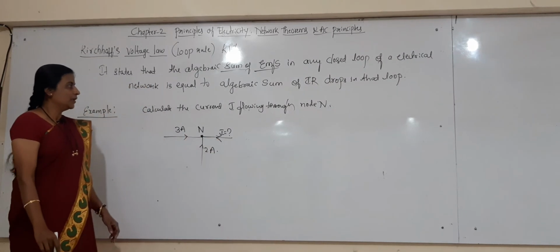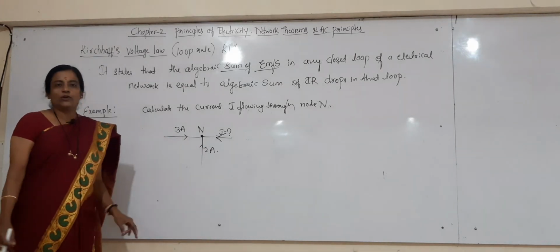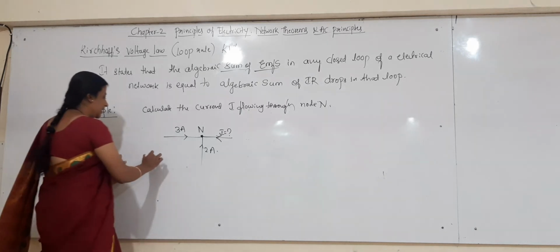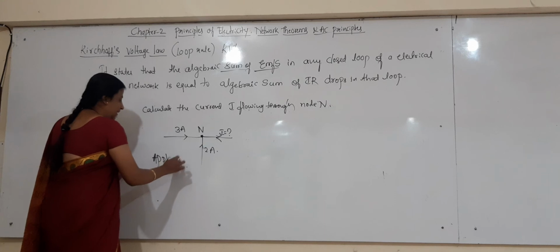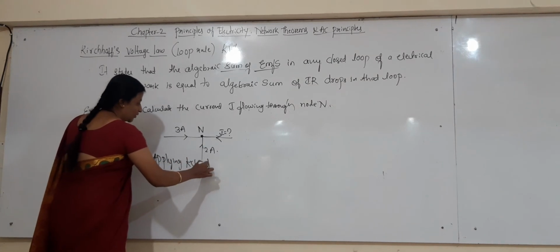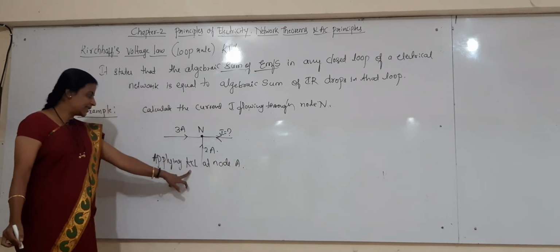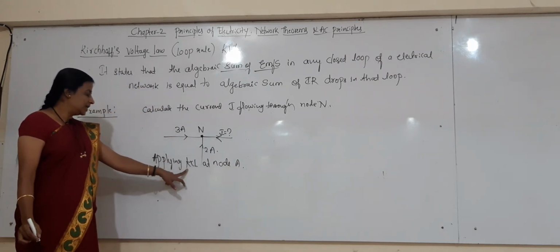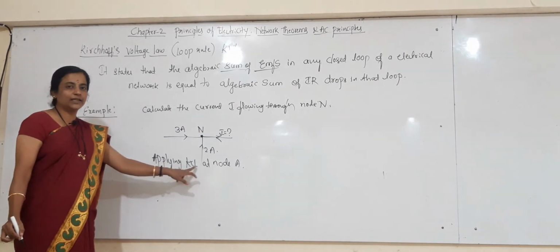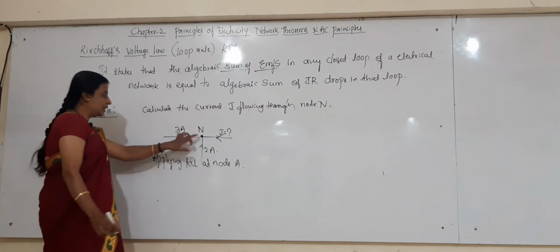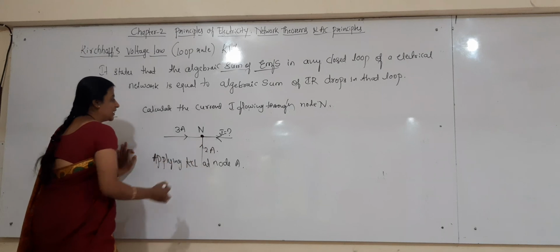Calculate I. How to calculate I? Here node and currents are there, so you have to use KCL, applying Kirchhoff current law at node N. What does Kirchhoff current law state? It states that the algebraic sum of current entering a node is equal to the algebraic sum of current leaving that node. So here the node is N.